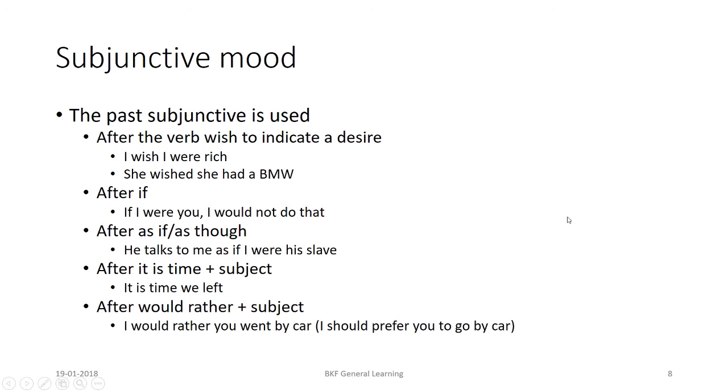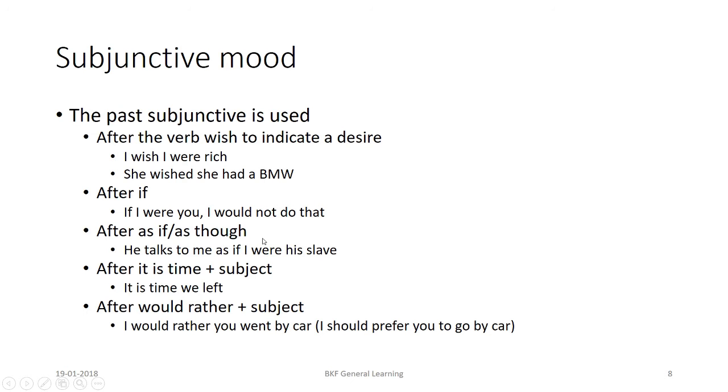Now the past subjunctive is used after the verb wish to indicate a desire. So consider the sentence I wish I were rich or she wished she had a BMW. In both of these sentences, I'm trying to express a desire. The second type is after if: if I were you, I would not do that. So this is also a supposition. If I were you, I wouldn't do that.